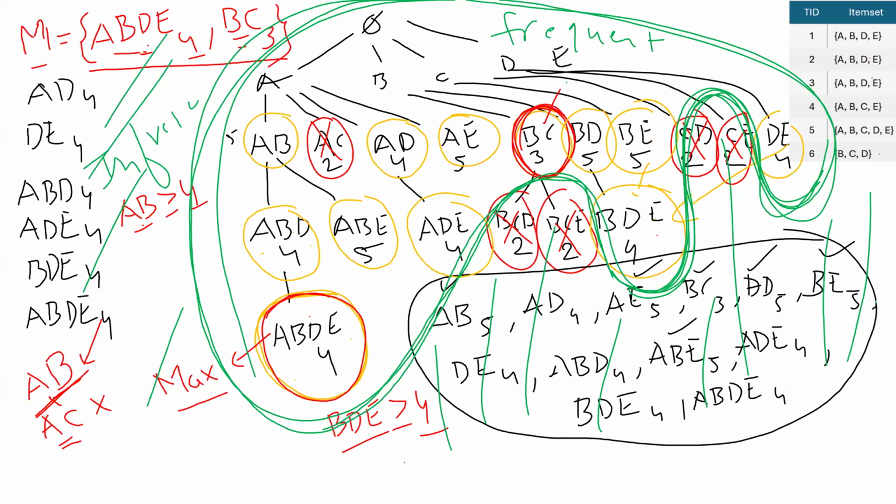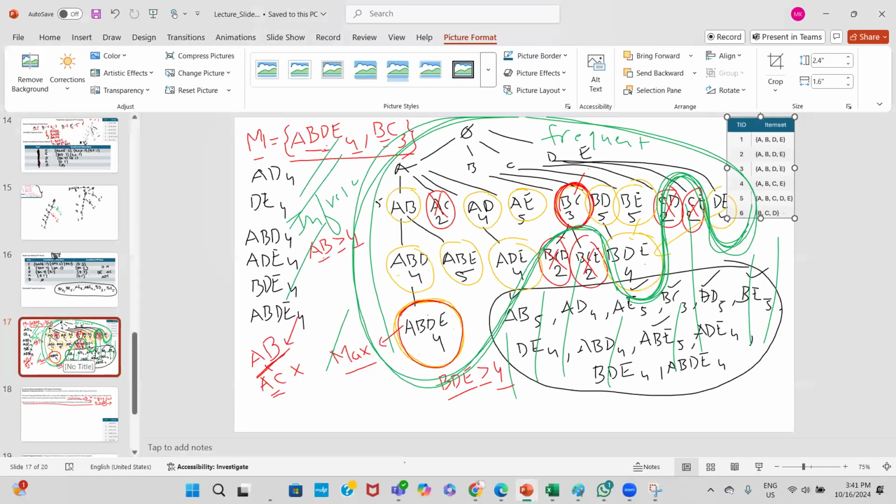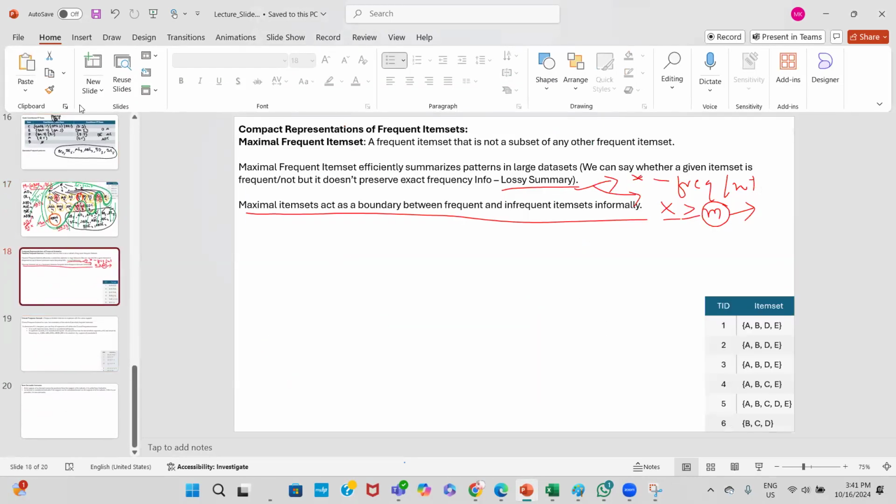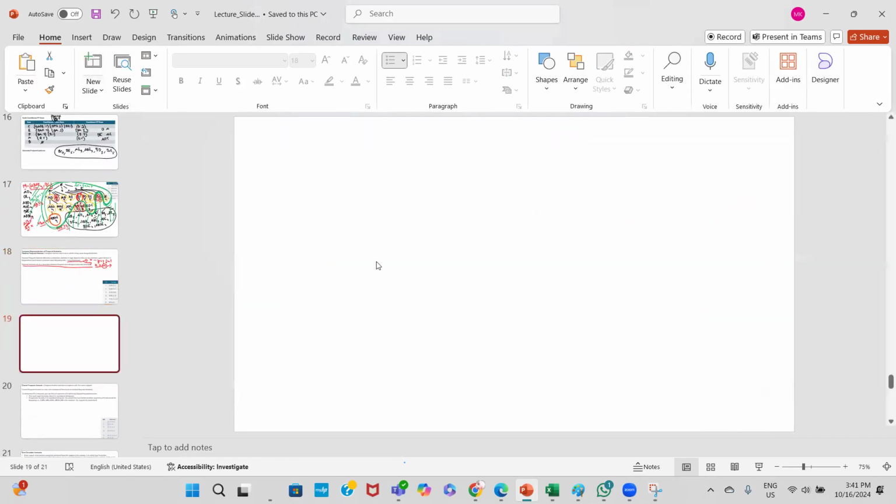Let me draw this diagram again so that you will not feel messy. It would be real quick. Let me just take a picture and then draw it. Yeah, let me explain what closed item sets are. I'll create a new slide for explaining that closed item set. We just have one more slide. Just bear with me for a few more minutes.